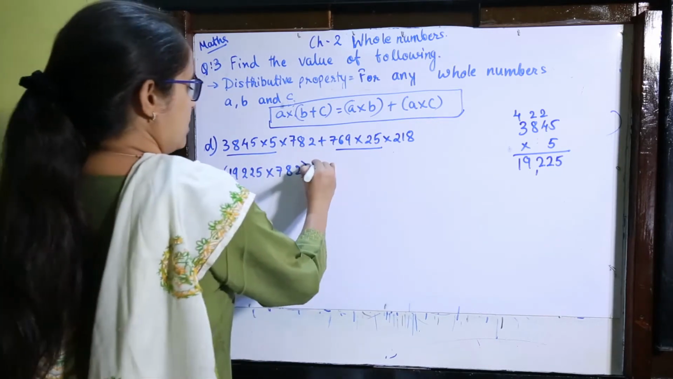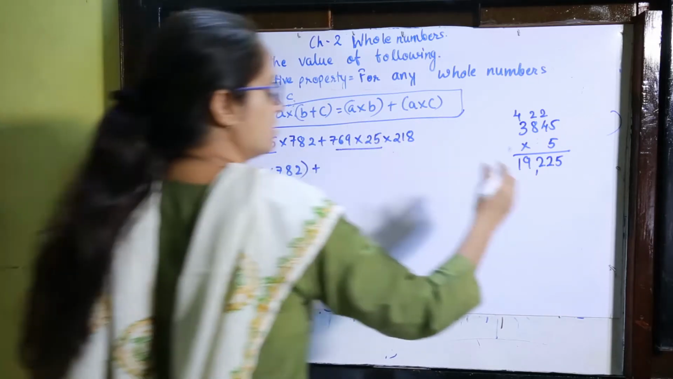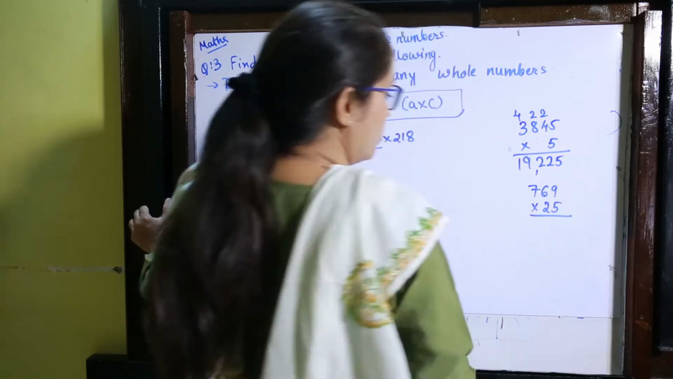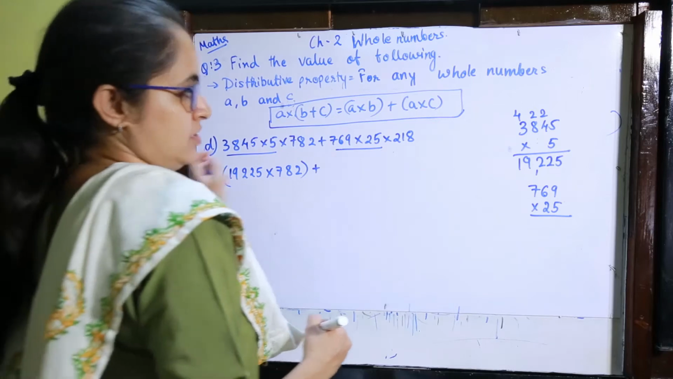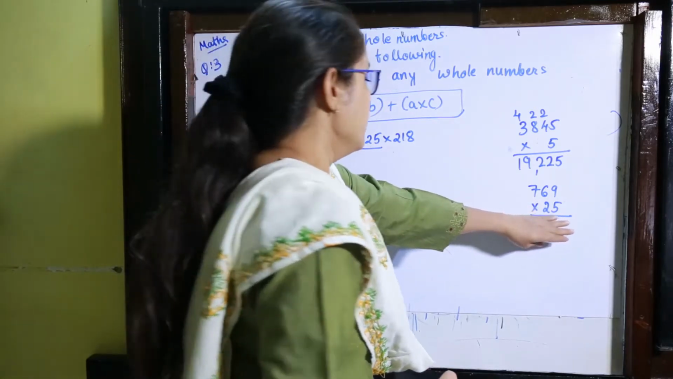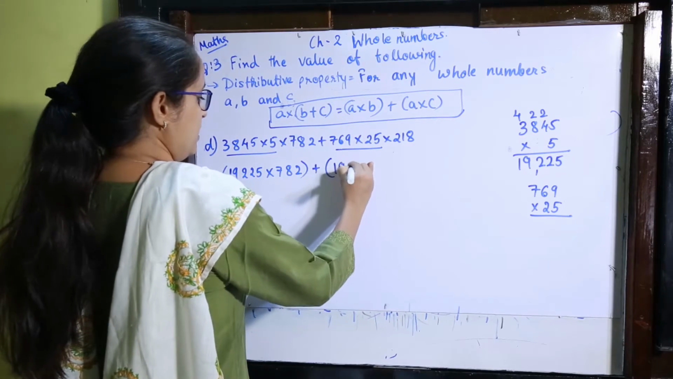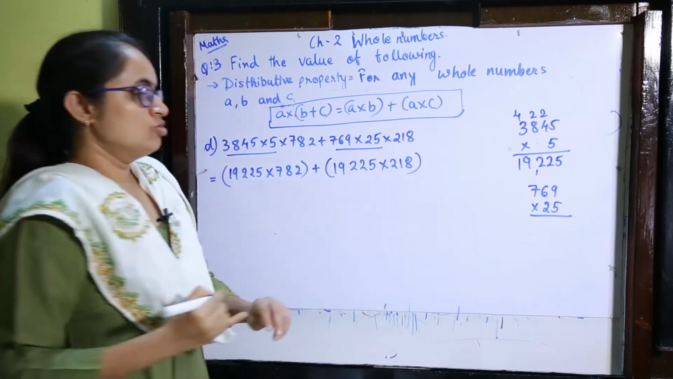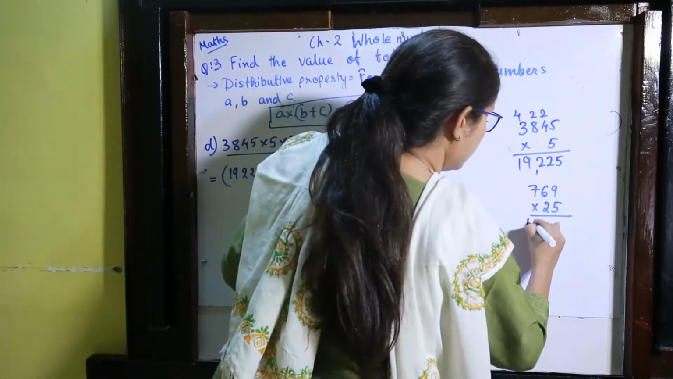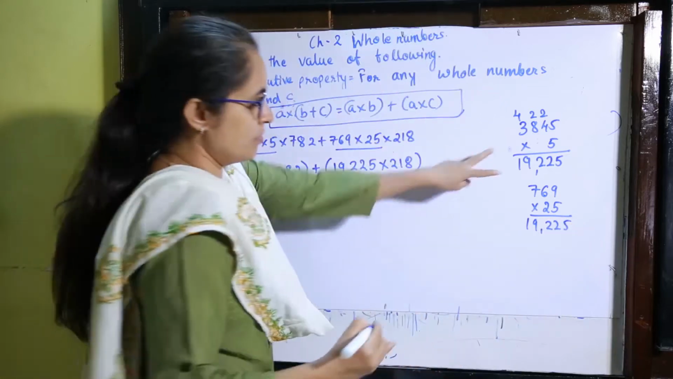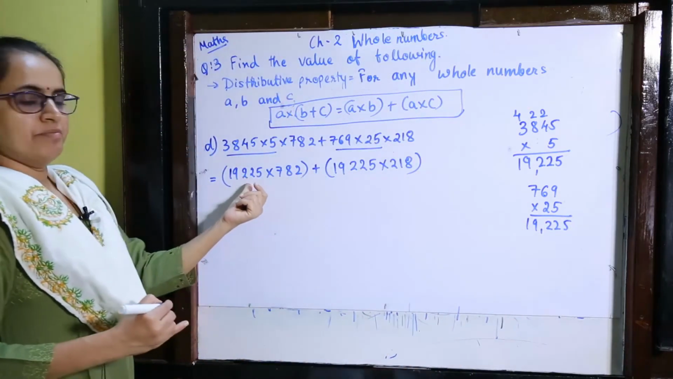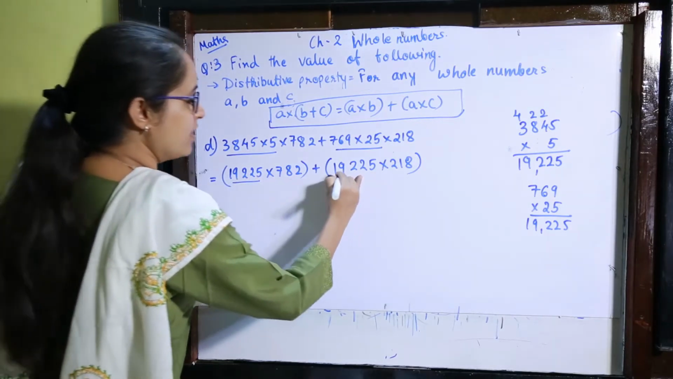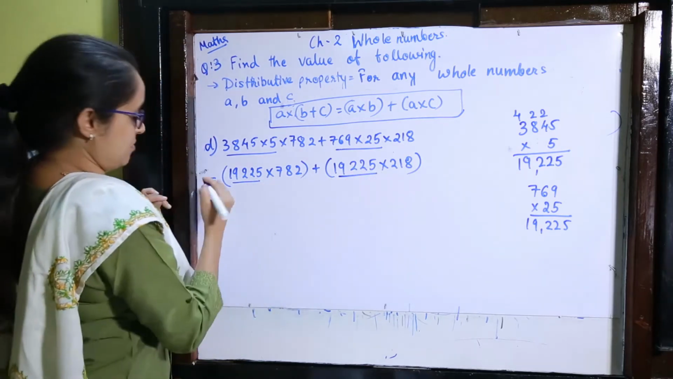Now second term, again multiply these 2 numbers. So 769 multiply by 25. Okay, if you multiply by yourself, you just pause the video and multiply by yourself and get the answer, and the answer will be this number itself. So if you can see that if you are multiplying these 2 and these 2, the answer is the same, 19,225. Now here 19,225, here 19,225, take it outside the bracket.